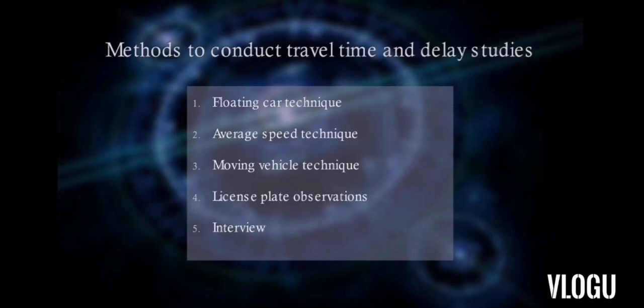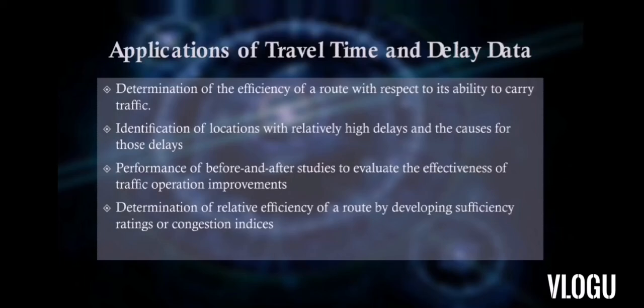Third is the moving vehicle technique. The main purpose of this technique is to test the possibility of estimating traffic volume on an urban street. It is done by using short-duration traffic counts taken from a vehicle moving along with the traffic. The technique has the observer moving with the vehicle along the traffic. Fourth, we have the license plate observation, and fifth is the interview.